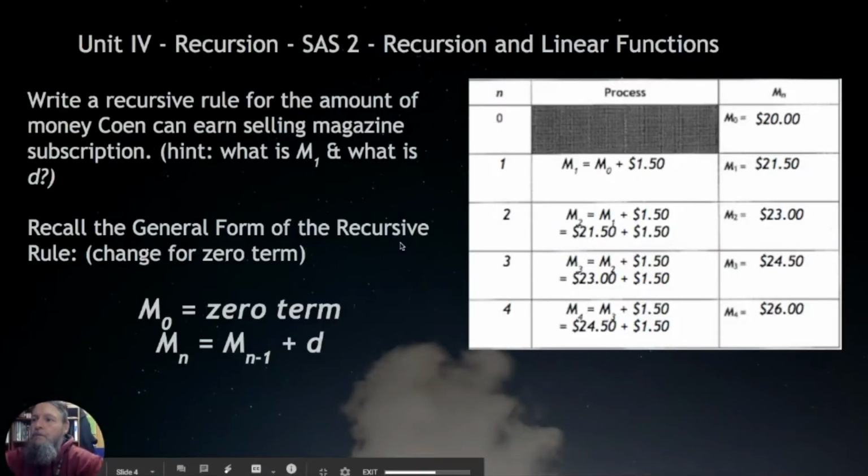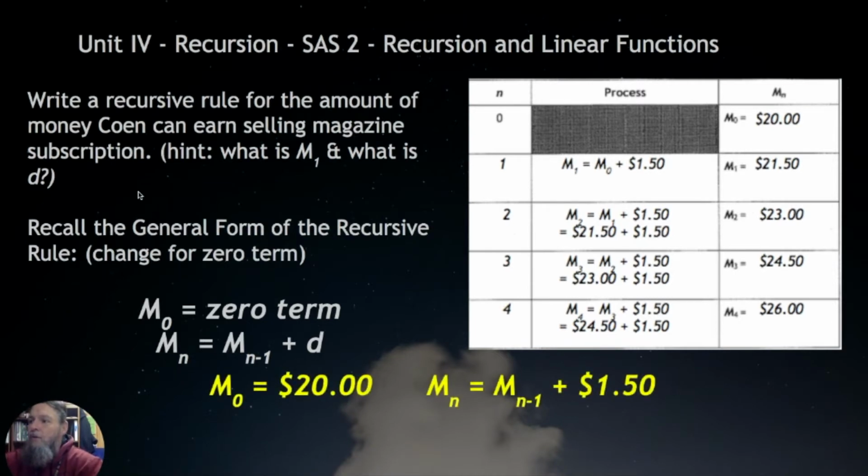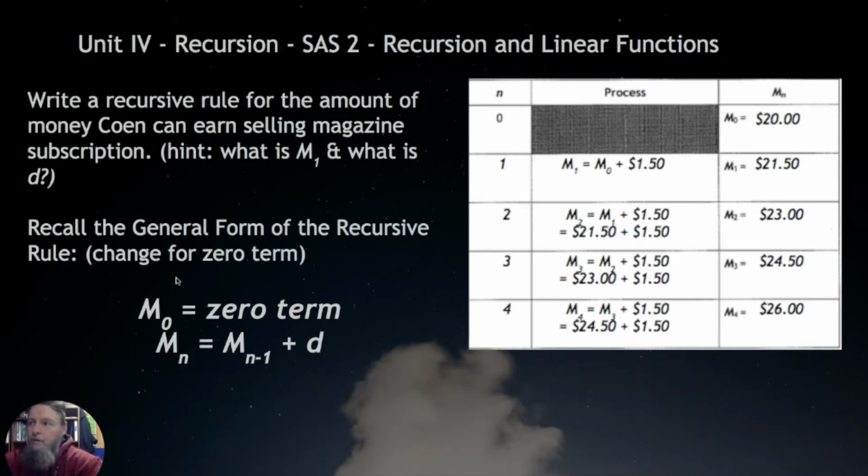So we already have all this table filled out. Let's let it help us determine what we can do. Recall the general form of the recursive rule. We're going to change it for the zero term. We know that the term is m subscript 0 equals the zero term. This only applies when we're talking about the zero term.